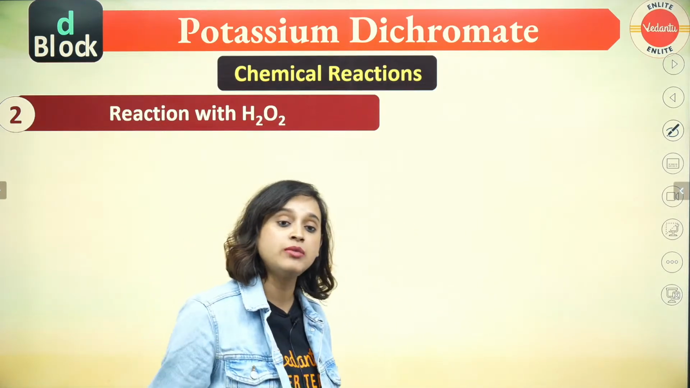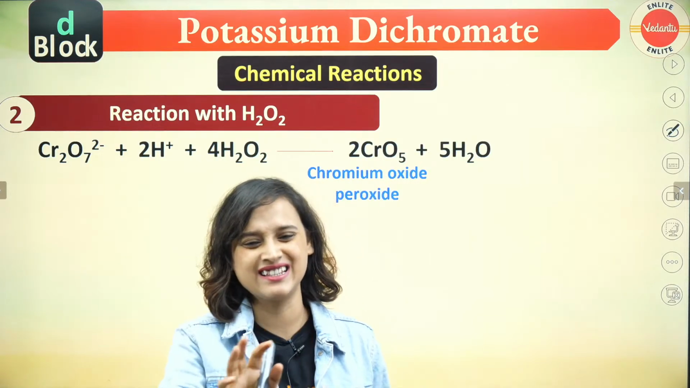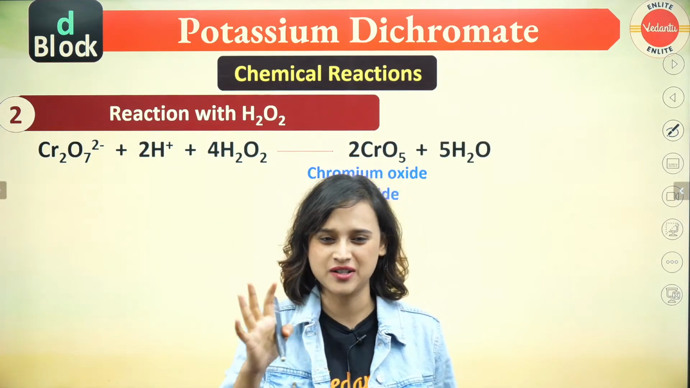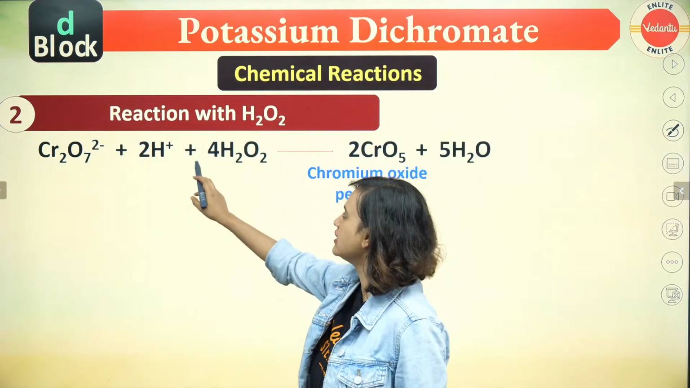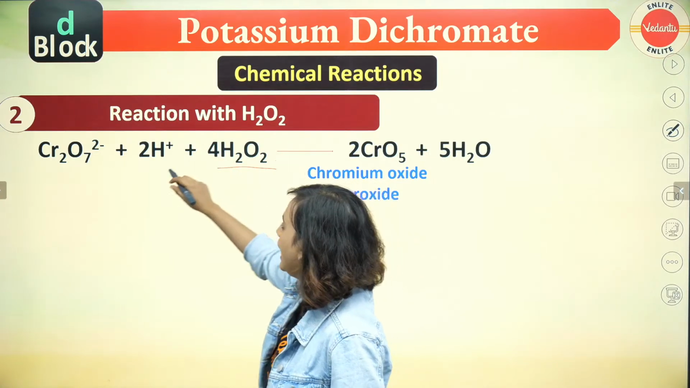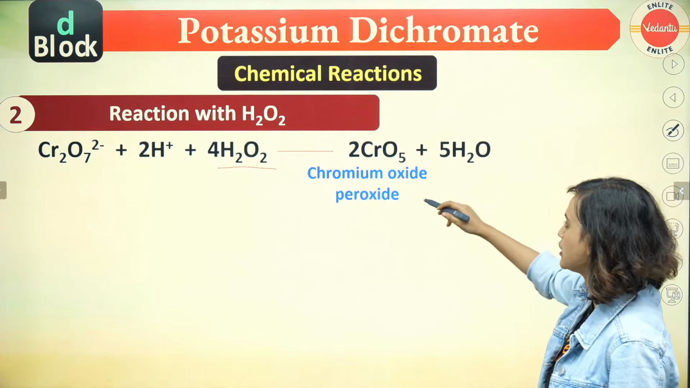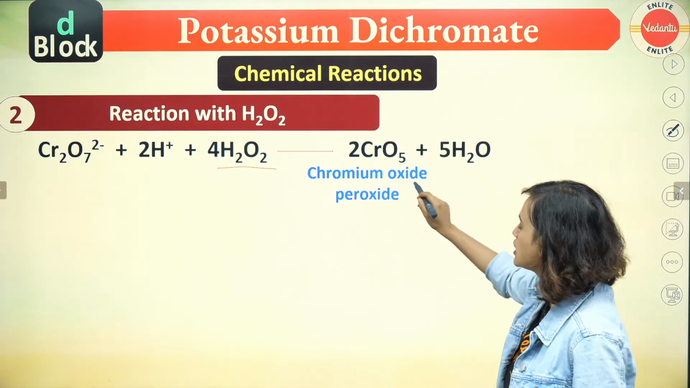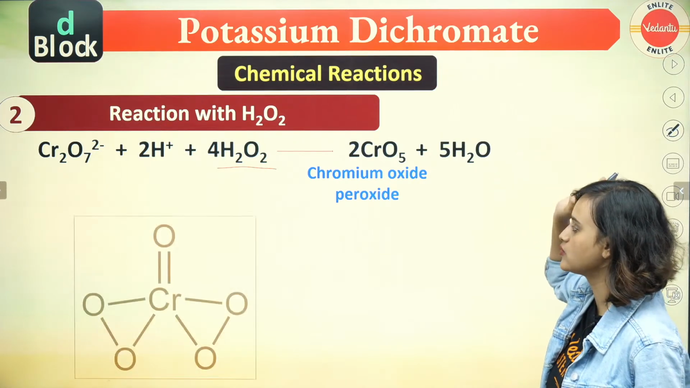Now let's talk about how it reacts with hydrogen peroxide. This is the easiest one, my dear student. Cr2O7 2- will again react with hydrogen peroxide in acidic medium. What do you get? You get chromium oxide peroxide, okay? Chromium oxide peroxide, 2CrO5 plus water. This is what you will get.